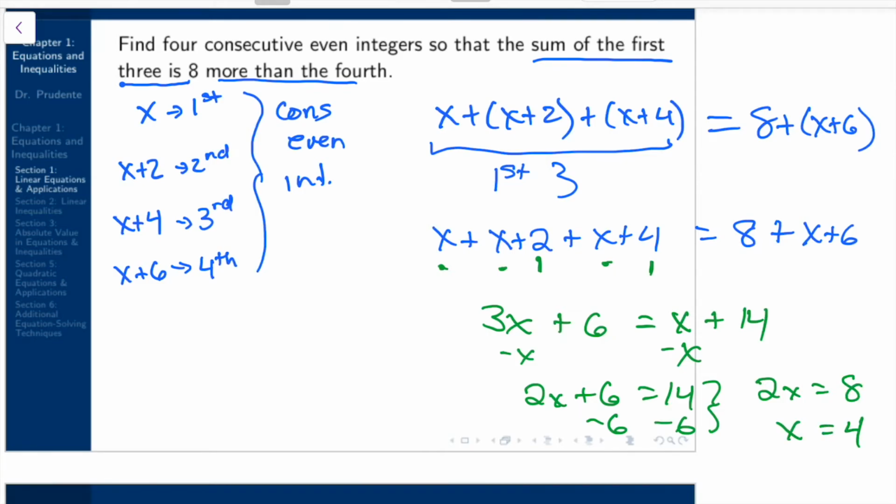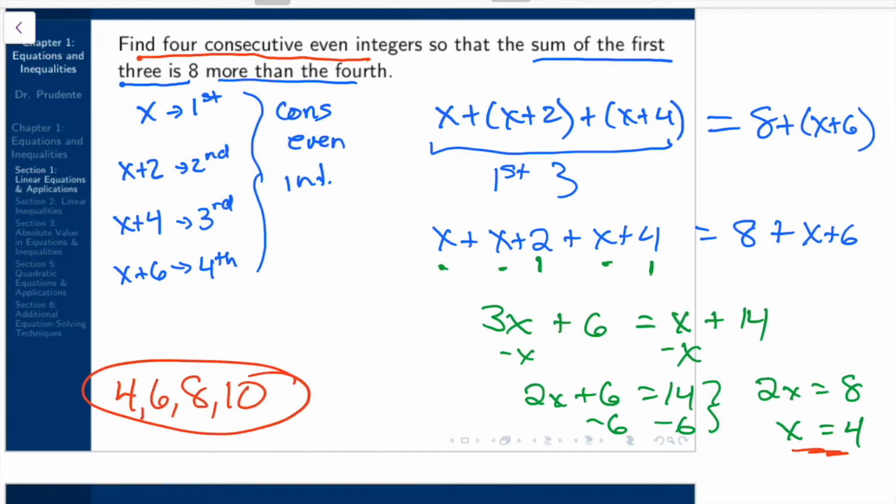Right? And so the question is, have we answered the question? The question wanted the 4 consecutive even integers. I don't quite have the 4, so I just need to make sure I answer the actual question. So it wants the 4 even integers, so my solution is 4, 6, 8, and 10. Right? I've gotten my solution and put it in the form that actually answers the question.